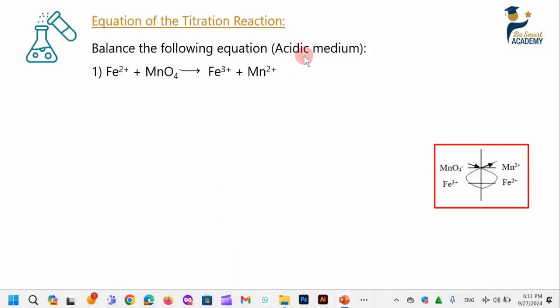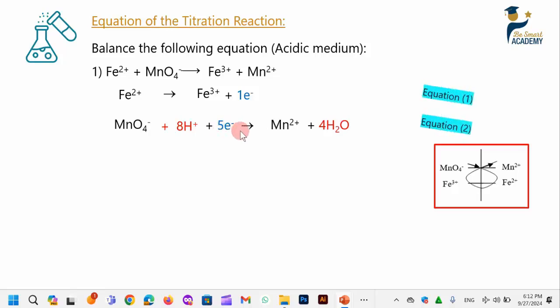Balance the following equation, as we learned in the last lesson, in acidic medium. Fe2 plus will give Fe3 plus, so we add 1 electron. MnO4 minus will give Mn2 plus, so 1 Mn, 1 Mn. We add here 4 water to balance oxygen. 4 times 2 is 8, so plus 8 H plus, and 5 electrons, because here 8 plus minus 1 is 7 plus, 2 plus, so 7 minus 2 is 5 electrons.